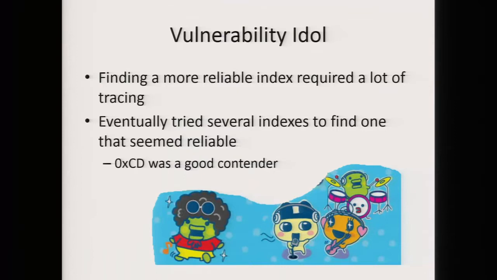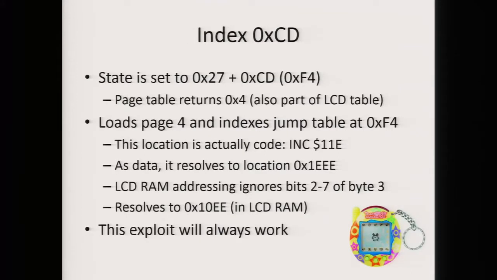So I did what I called vulnerability idle. I tried out all the other indexes, and I eliminated ones, voted against them if they started failing. And I found out which vulnerability was going to star in the Tamagotchi dev kit, and that was CD. And I looked into it, and I figured out how it worked.